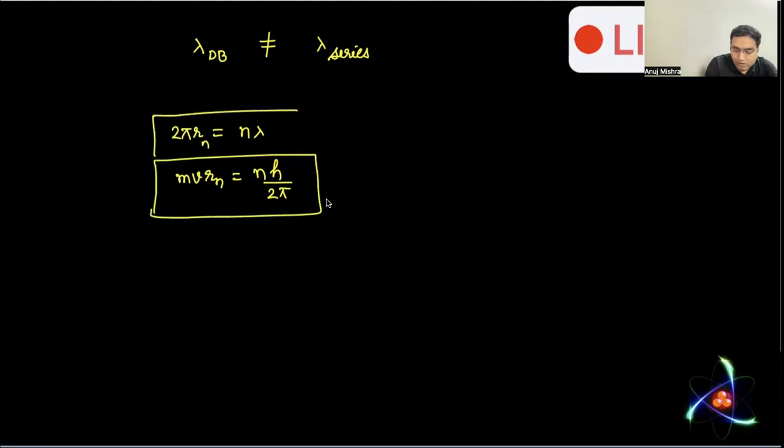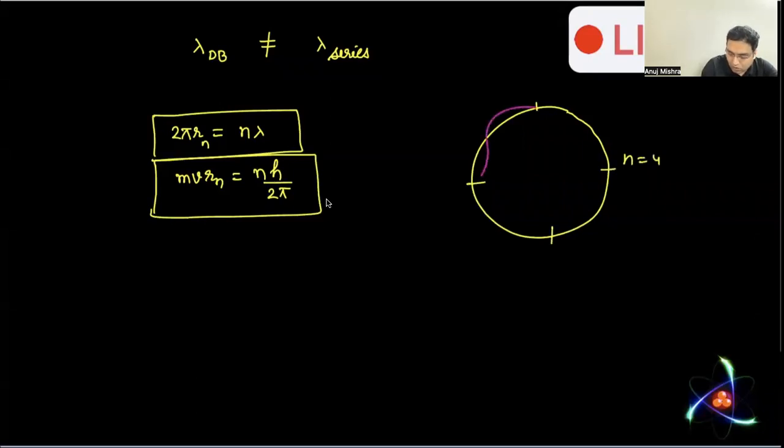Every orbit will be having the same number of waves as the value of n. If you are in orbit number 3, 3 waves will be there. Orbit number 4, 4 waves will be there. For example, I'll just draw one diagram. If it is n equals 4, I must draw four waves in this case. Wave number 1, wave number 2, wave number 3, and wave number 4.